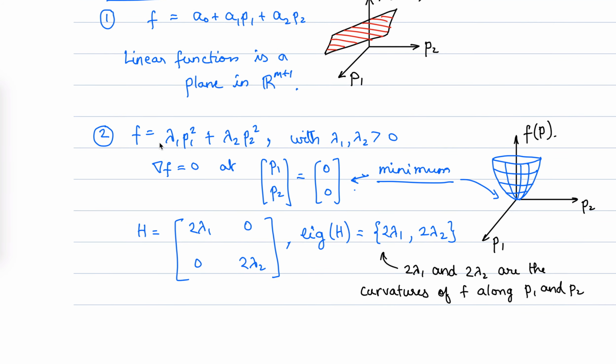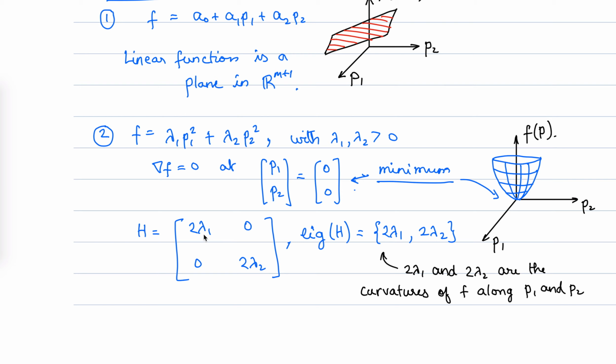If you have a function that looks like this, where lambda 1 p1 square plus lambda 2 p2 square, and lambda 1 and lambda 2 are greater than 0, then we can quickly check that at the origin of p1, p2, the gradient is equal to 0, first of all, and the Hessian is positive, so it's a potential minimum. And just by looking at this function, you can say that that's the minimum because 0 is the lowest value that this function can take.